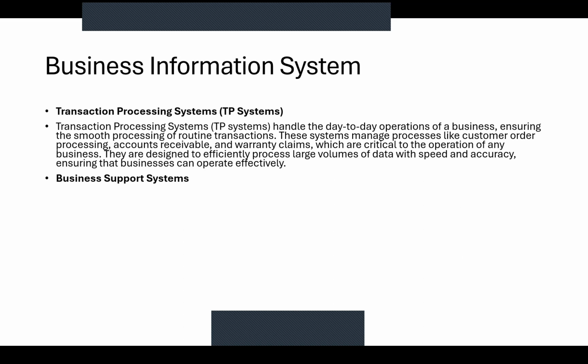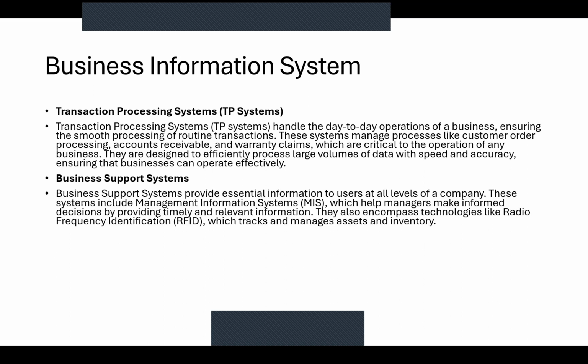The other one that is there in the information system is a business support system. It provides essential information to users at all levels of a company. This system includes management information systems, which help managers make informed decisions by providing timely and relevant information. They also encompass technologies like radio frequency identification that tracks and manages assets and inventory.